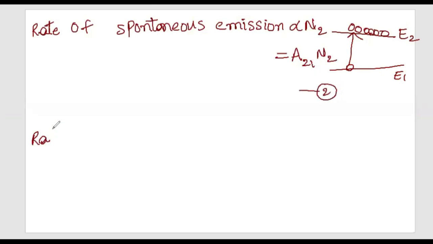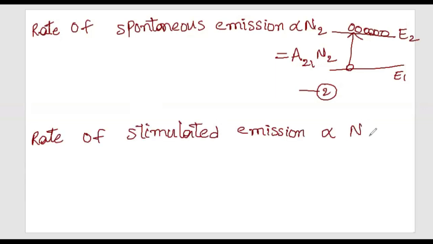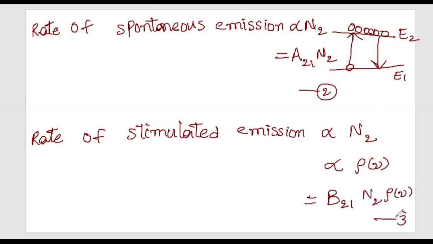Now coming to the rate of stimulated emission, this is proportional to the number of atoms present in the higher energy level, and also stimulated emission depends on the external energy rho of nu. So it depends both on the density of energy and the number of atoms. The proportionality constant is, as this is a stimulated process, B, and the atom is coming from second energy level to first energy level. So it is B21 N2 rho of nu. So this is equation 3.